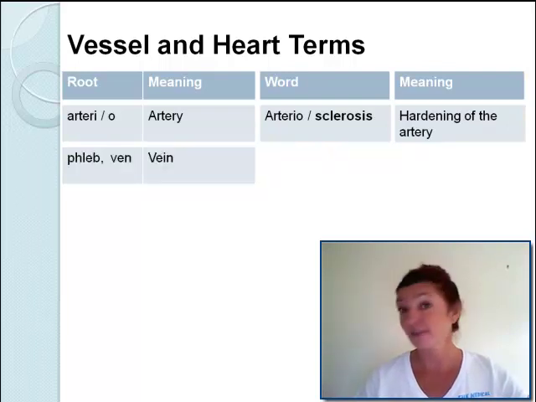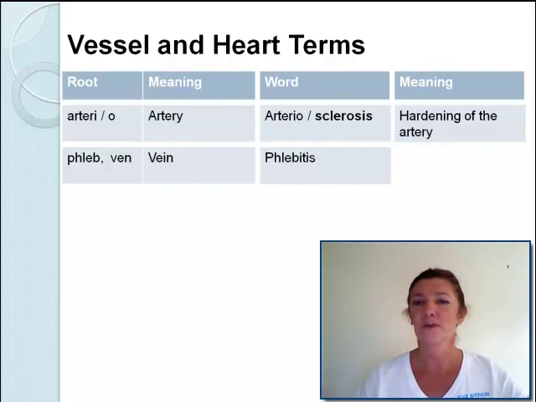Phleb or ven is vein. Phlebitis. Itis means inflammation of, so let's put our break in. So phlebitis therefore would be inflammation of the vein.